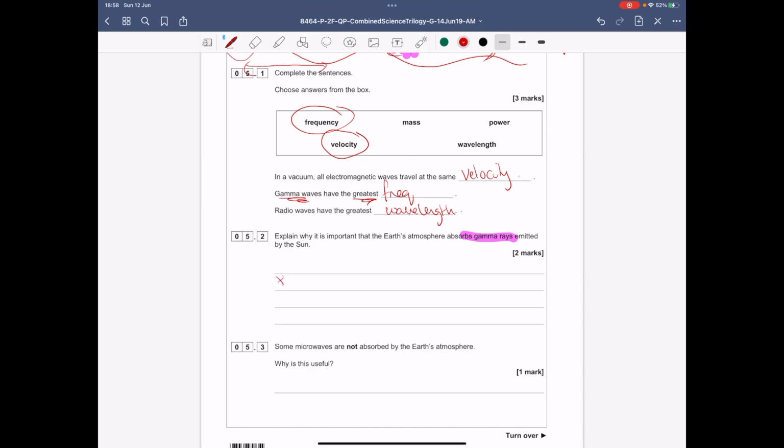So we could summarise the answer into 2 points by saying, people or humans are not exposed to too many gamma rays. Okay, so it does not damage human tissue, which could potentially cause it to mutate and cause cancer.